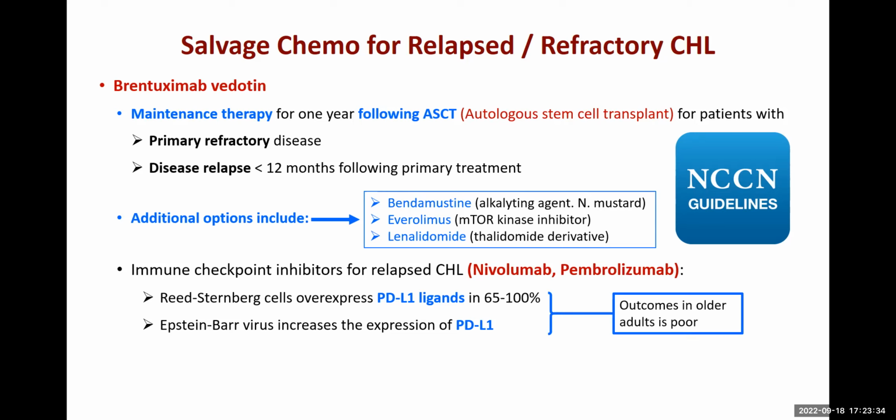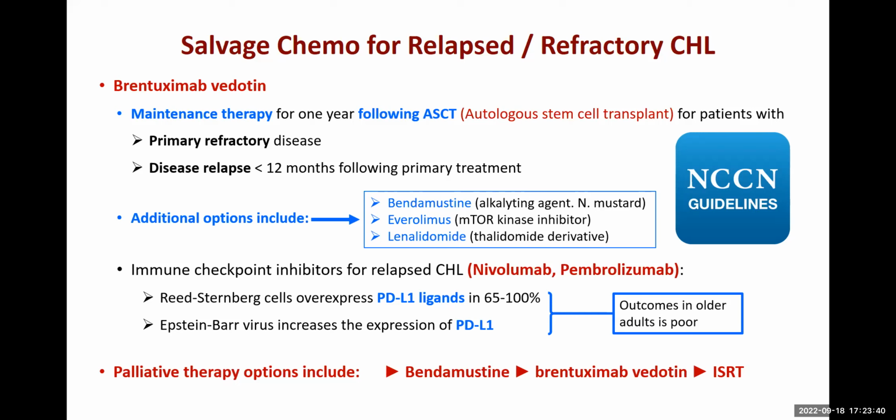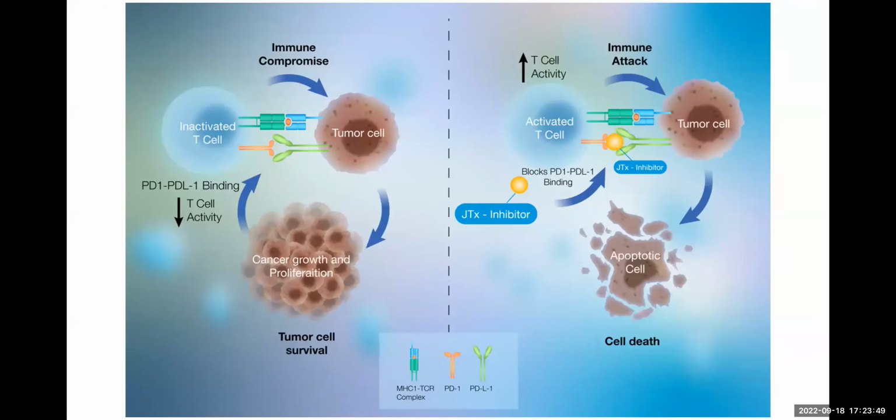Then we have got options for palliative therapy. If nothing works, then we give palliative therapy. We can give bendamustine, we can give brentuximab vedotin, and we can give radiation therapy. So this is the mechanism of action. You see, this tumor cell is expressing PD-L1, programmed cell death ligand. And this is the programmed cell death receptor on the T cell.